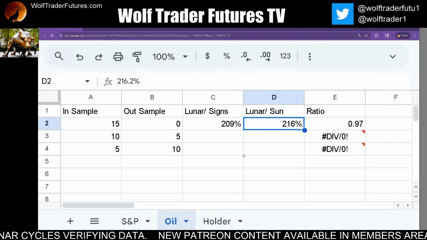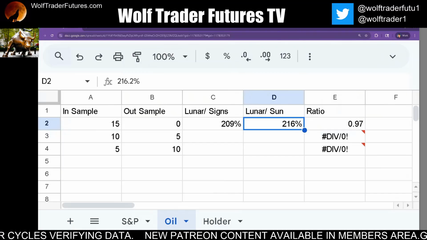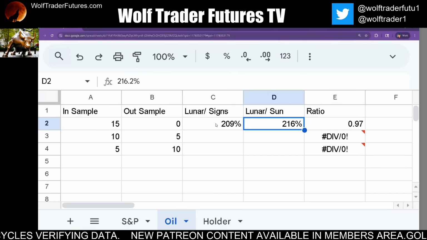Now, at first glance, you might look at this and say, well, they're pretty close together, right? I mean, why don't we just use either one, right?